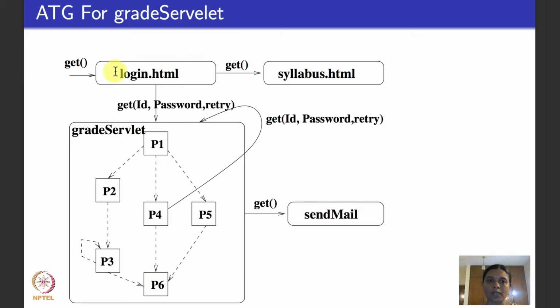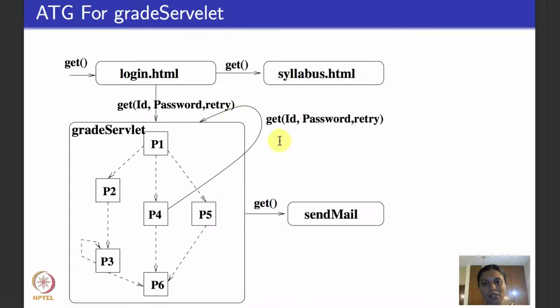Through a GET request, I go to the first page, which is a login page, and then I can go to the syllabus page where I print it. Somebody might just want to know the syllabus. You print it and you stop. Nothing more to do. From the login page, if I get ID and password, I am allowed 3 retries as long as retry is less than 3. So here is where I print the beginning thing. If my ID and password is wrong, I go back and retry.